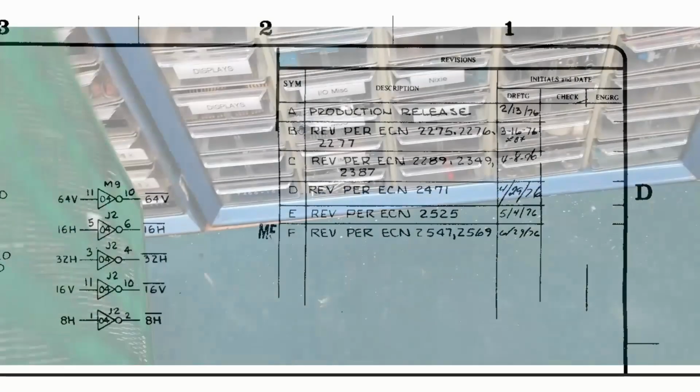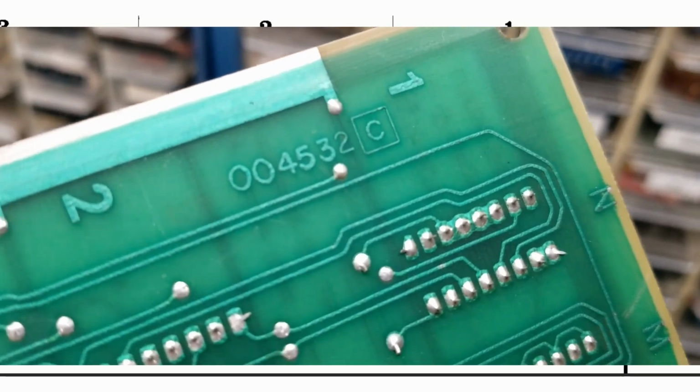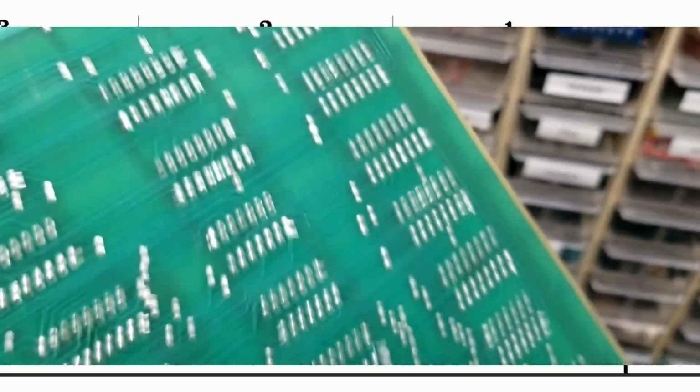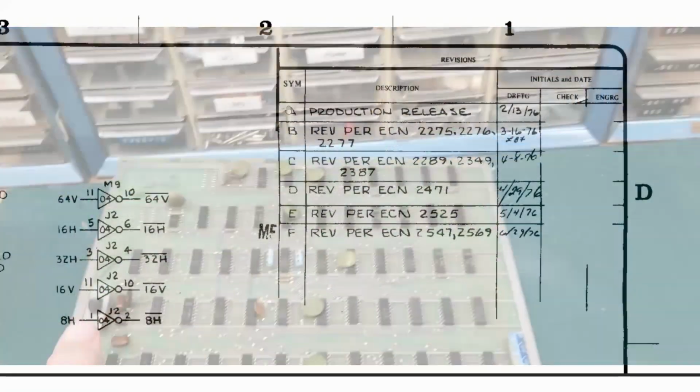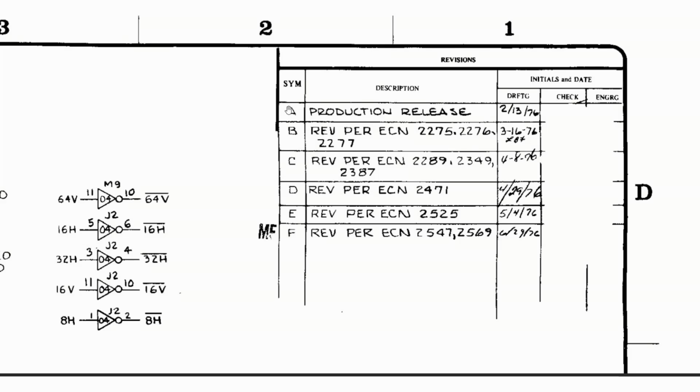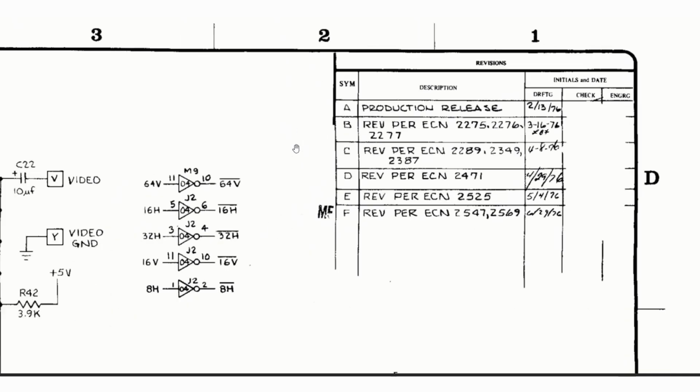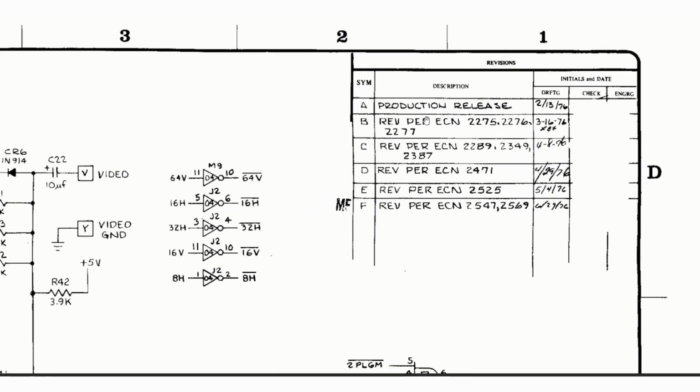Now you can see the revision number on the solder side of the board. We've got a lot of pictures of the fronts of boards, so we really don't know from the picture what the revision is. We can infer from the fixes that are on it, but we really don't know. And then they really didn't make too many of these.